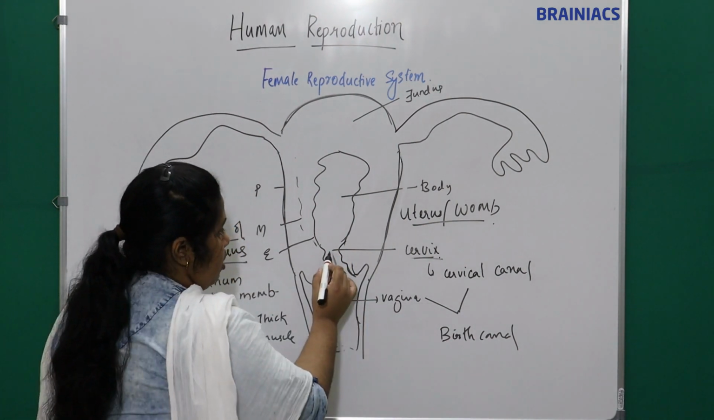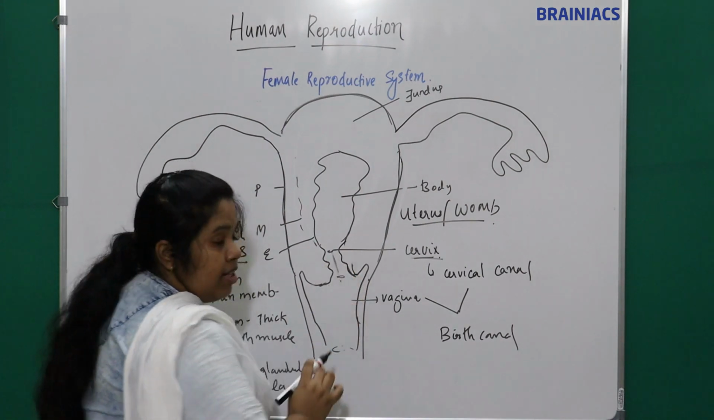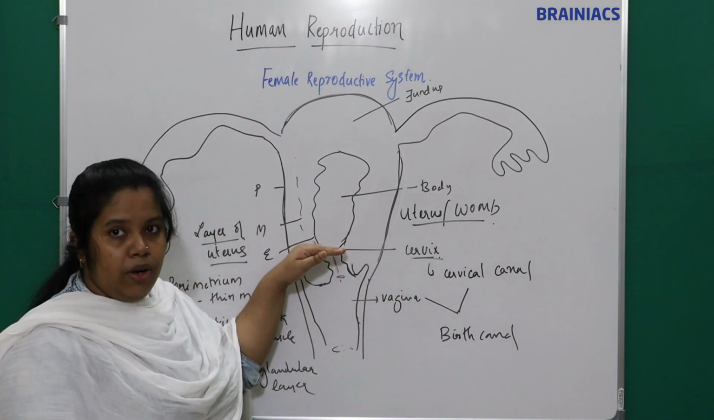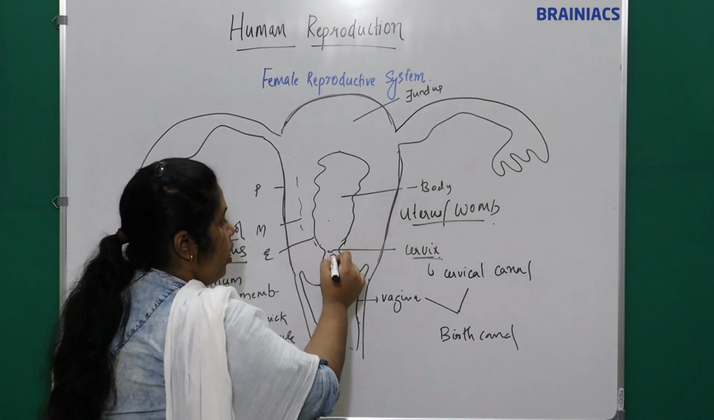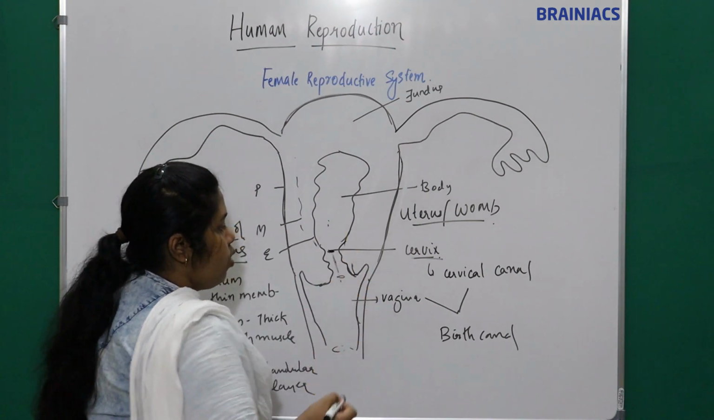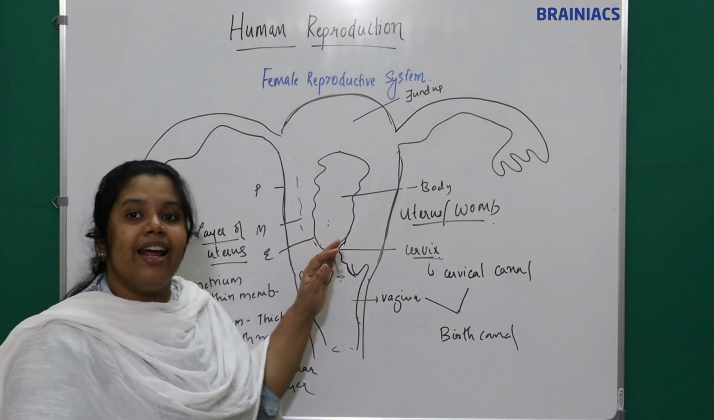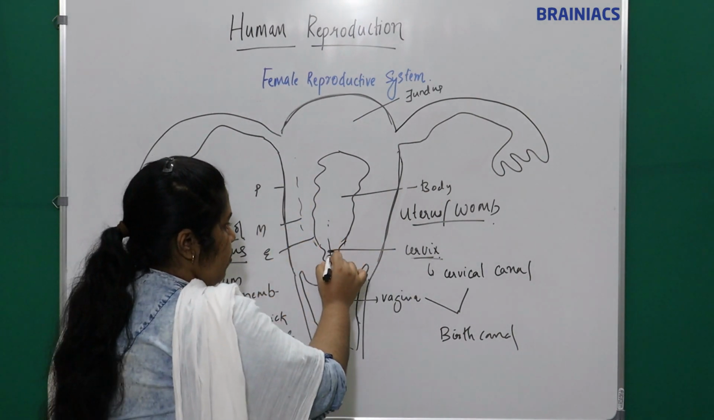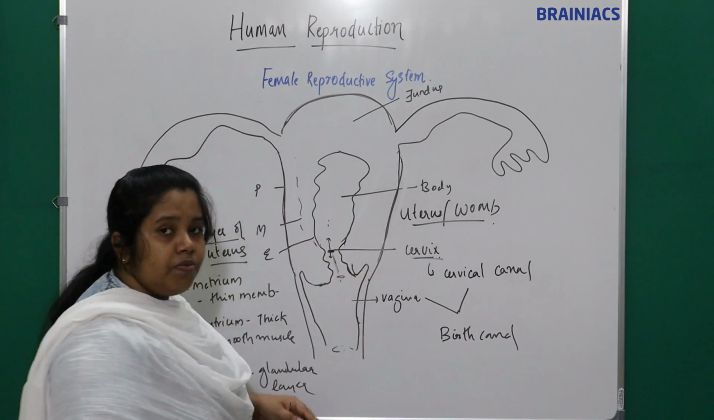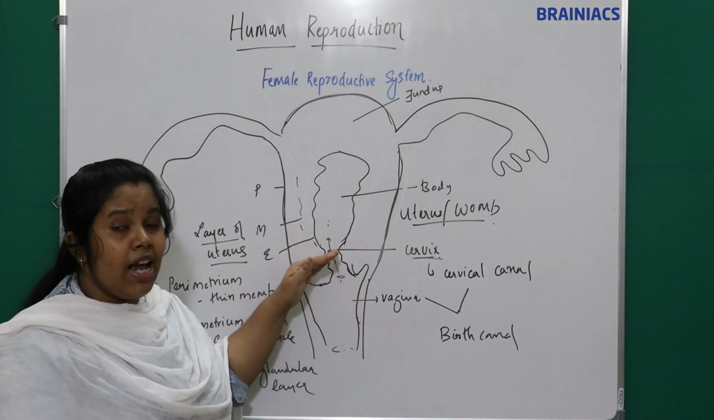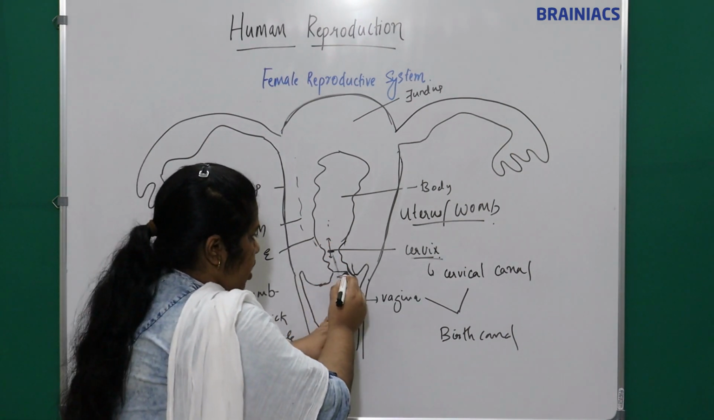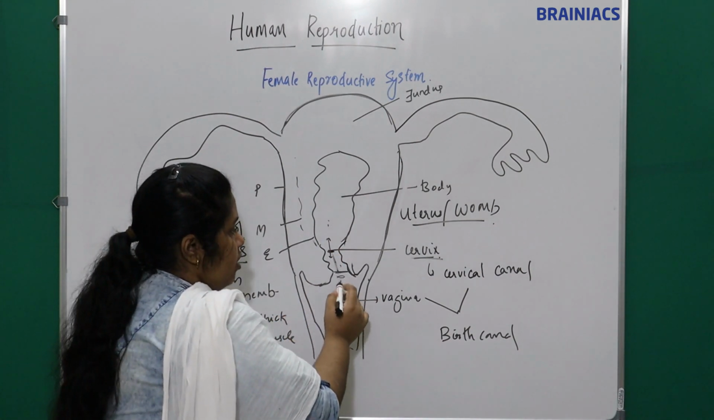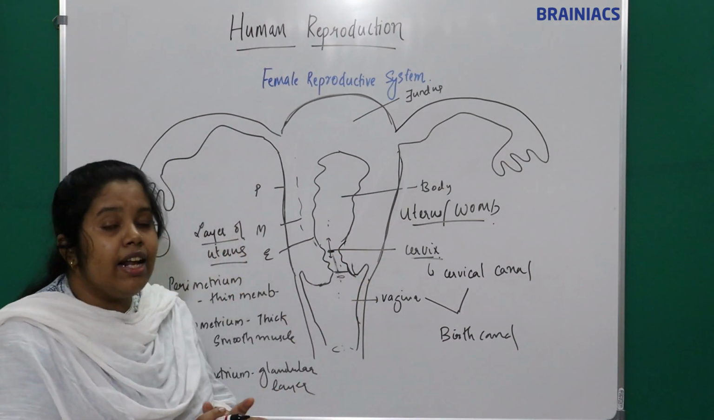Okay, there are two constrictions in the cervix, called the cervical os. The inner one, the connection between the body of the uterus and the cervix, is called the internal os, because it is present inside. The constriction here, which is the connection between the cervix and the vagina, is called the external os.